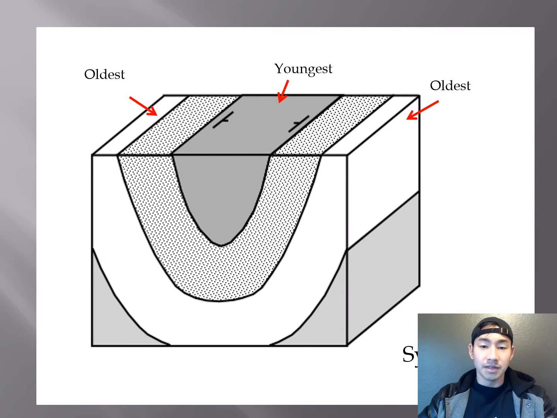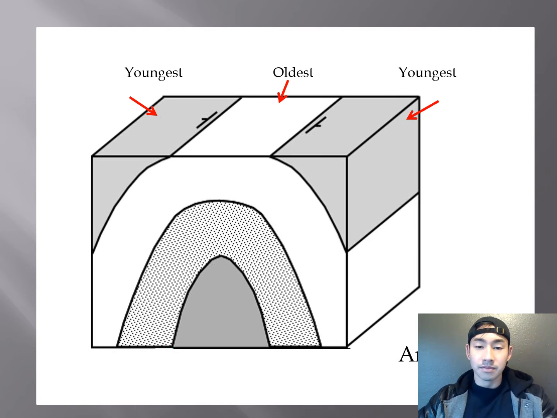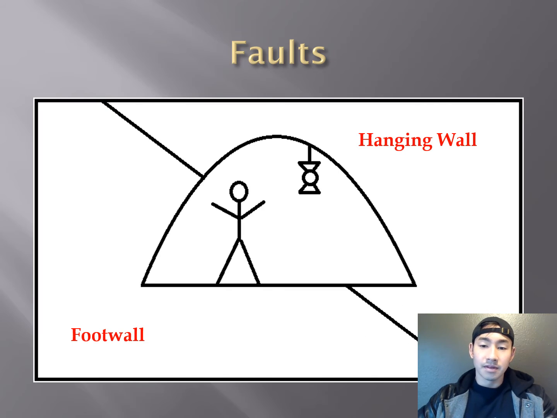So in this sense, what's the difference between the cline and form version? Here we have a syncline, synform. In this case, it's a syncline because we have the ages labeled. We know that the center part is the youngest and the outer edges are the oldest. And likewise for the anticline, where we have the oldest in the middle and the younger layers out on the edges.